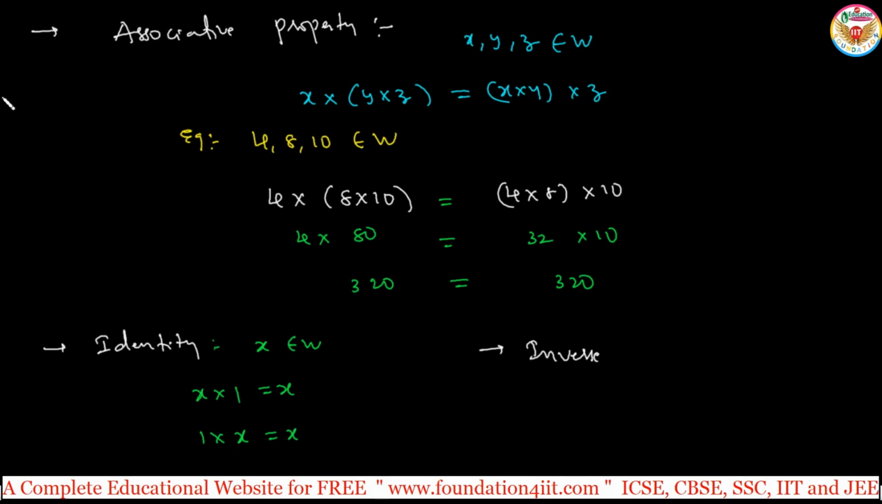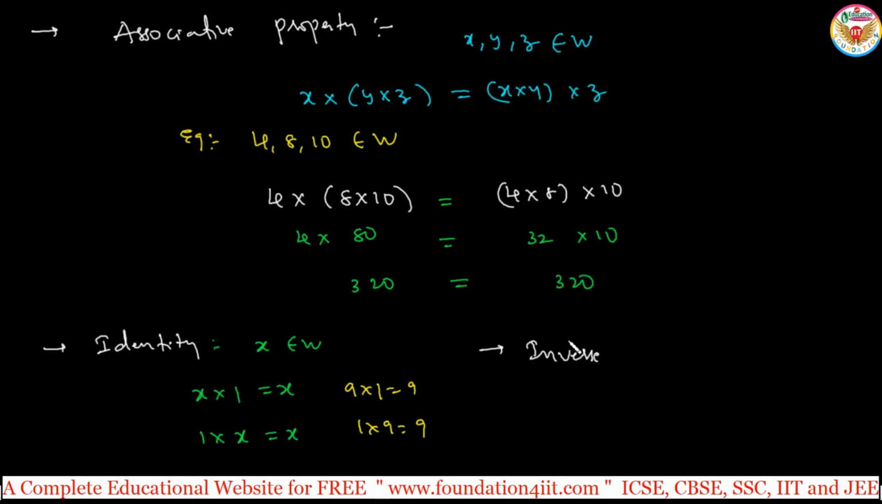Let us take examples, also the same. Like 9 into 1 is 9. Again 1 times 9 is 9. Next, identity is 1. Therefore, the identity element for multiplication is 1.